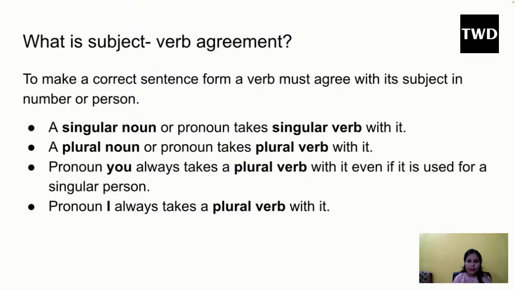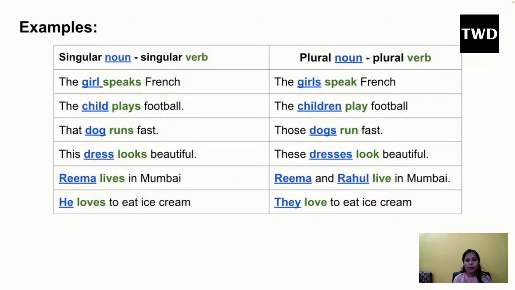Yes, so let us see some examples, then your understanding would be clearer. First, on the left hand side, we have singular nouns with singular verbs, and on the right hand side, we have plural nouns with plural verbs. Yes. So the first example, the girl. Girl is a singular noun, isn't it? The girl speaks French. Now, as my subject is singular, the verb should also be singular. So, is my verb singular here? Yes, it is, because it is coming with s. So that's why it is singular.